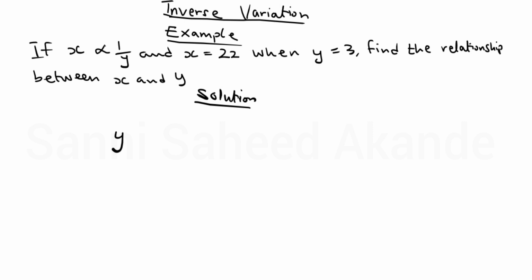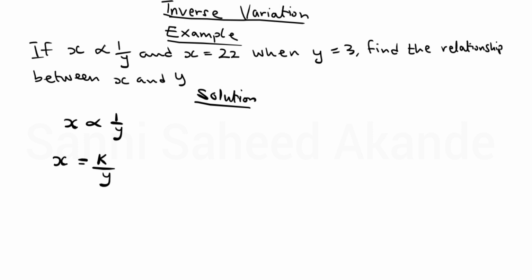We have that x is inversely proportional to y. Just like we did in direct variation, we are going to change this proportional sign to an equal sign. When we do that, we have to introduce a constant. So we have constant times 1, that is k. So k is now my constant, divided by y. Is that understood?